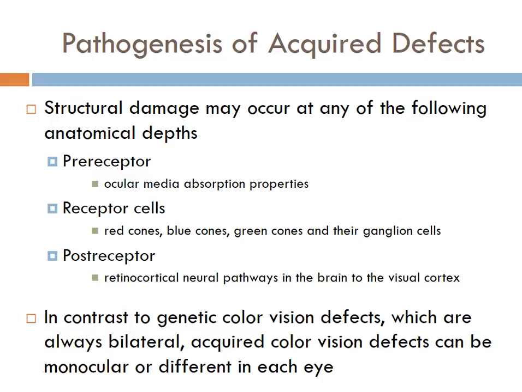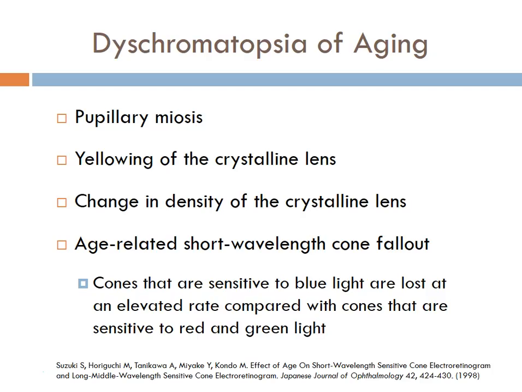So you can have damage at any of these anatomic levels that can produce color vision loss: the prereceptor level, the receptors themselves, or the postreceptors. And when you're trying to figure out whether the defect is acquired or congenital, the easiest thing to remember is that genetic defects are always bilateral and always the same in each eye, whereas acquired defects can be different in each eye and be in one eye. So that's your easiest clue right there.